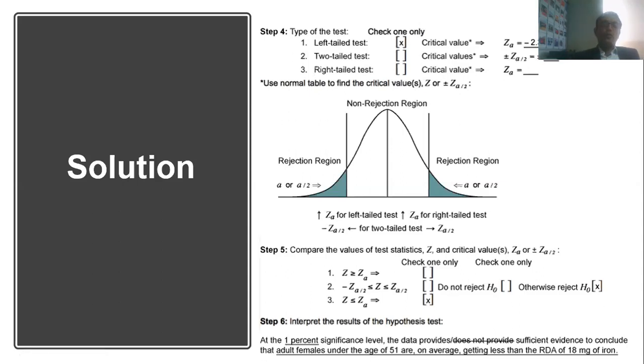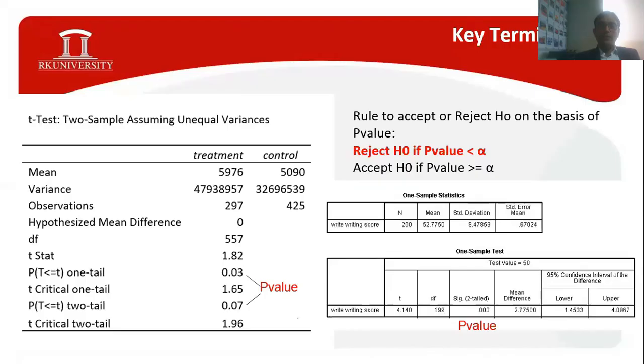Let's see, if you are using Excel or other statistical software for hypothesis testing, how we can interpret the output. If you are generating the output with software, you must know how to reject or accept the hypothesis based on the p-value. So this is the rule to accept or reject the null hypothesis based on the p-value. If the p-value is less than alpha, that means the level of significance, reject the null hypothesis. If the p-value is greater than or equal to alpha, then accept the null hypothesis.